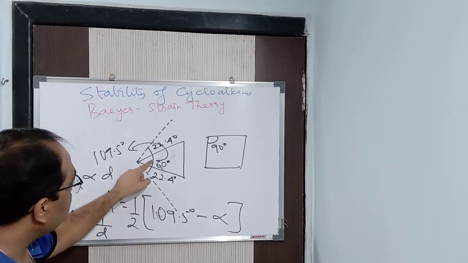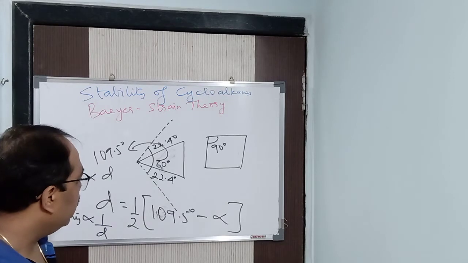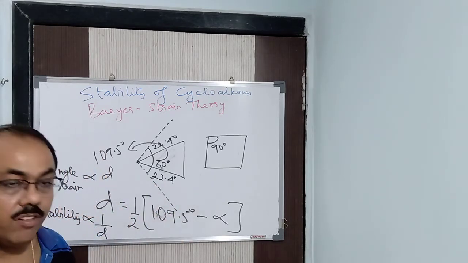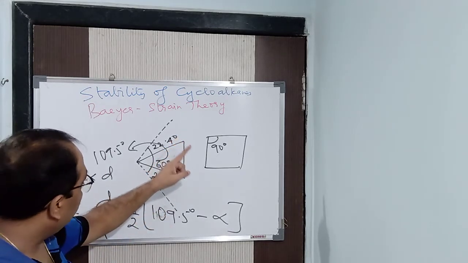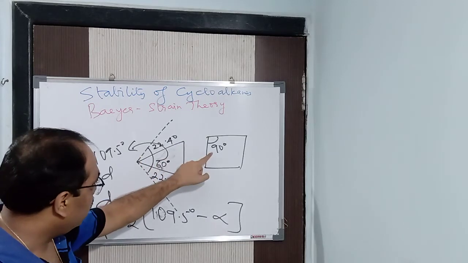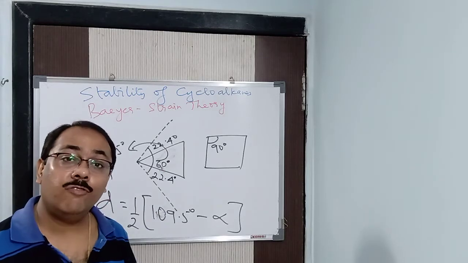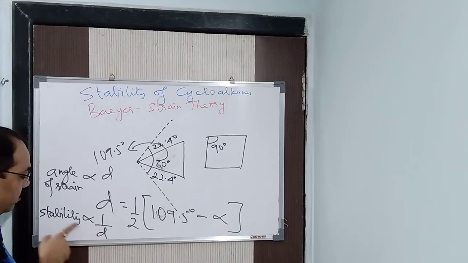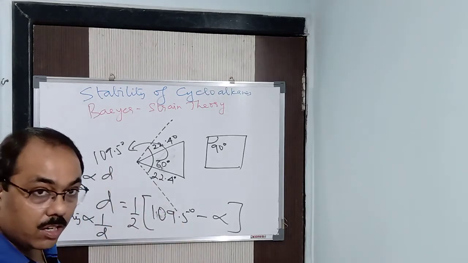Now let me come to cyclopropane first. Alpha is 60 degree, and if you calculate the angle of deviation, this is 22.4 degree. I remembered it, so I am telling you. Next, for cyclobutane, alpha is 90 degree, so the angle of deviation will be 9.4 degree. Here it was 22.4, this is 9.4. Deviation is less, so stability will be more.